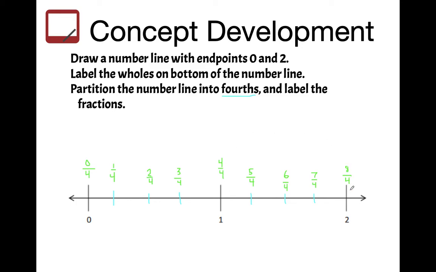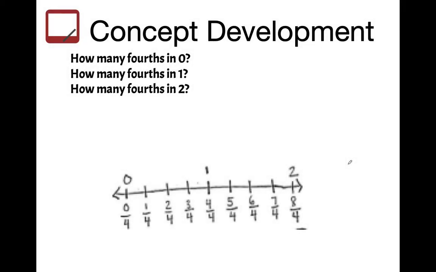Okay, so we have 8 fourths. So we have 0 fourths for our whole number of 0, 4 fourths for our whole number of 1, and 8 fourths for our whole number of 2. Now, notice how I'm asking those exact same questions. Right here, it says how many fourths are in 0? There are 0 fourths. How many fourths are in 1? There are 4 fourths. And how many fourths are in 2? There are 8 fourths.